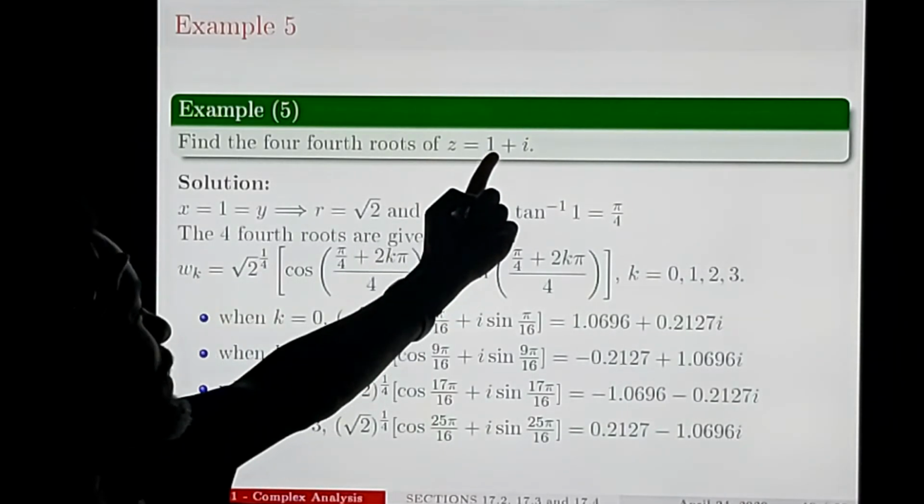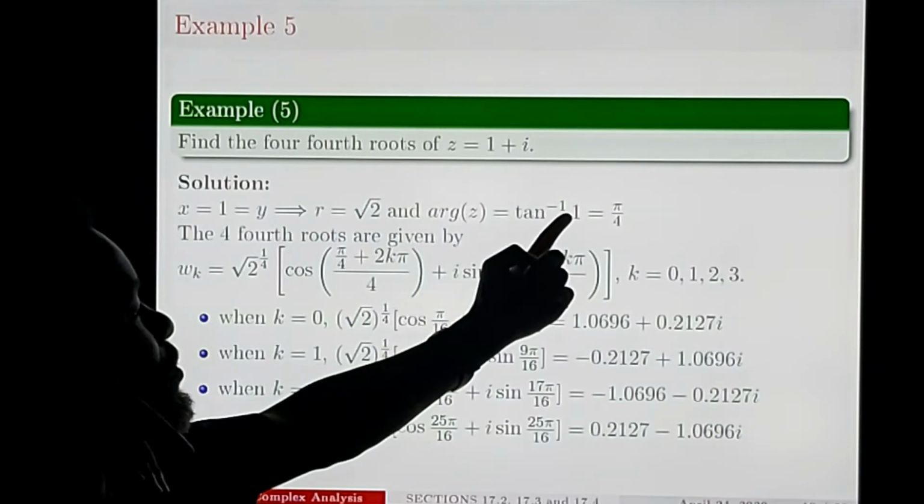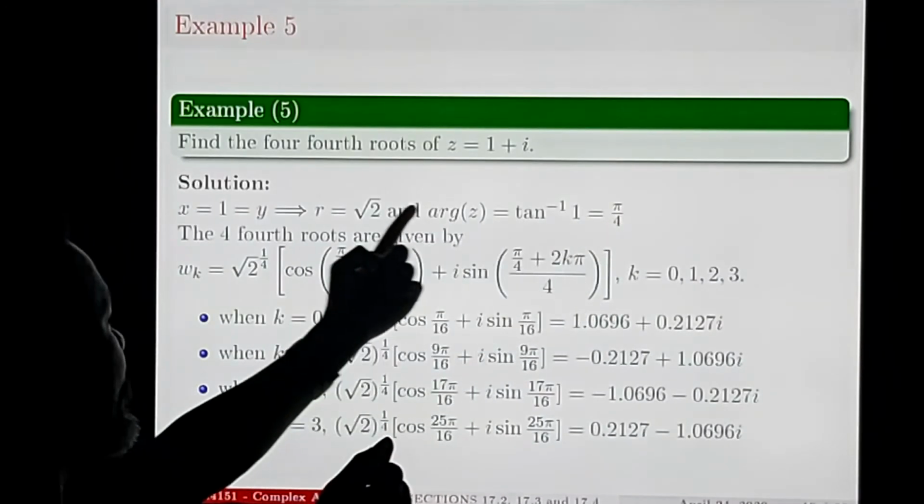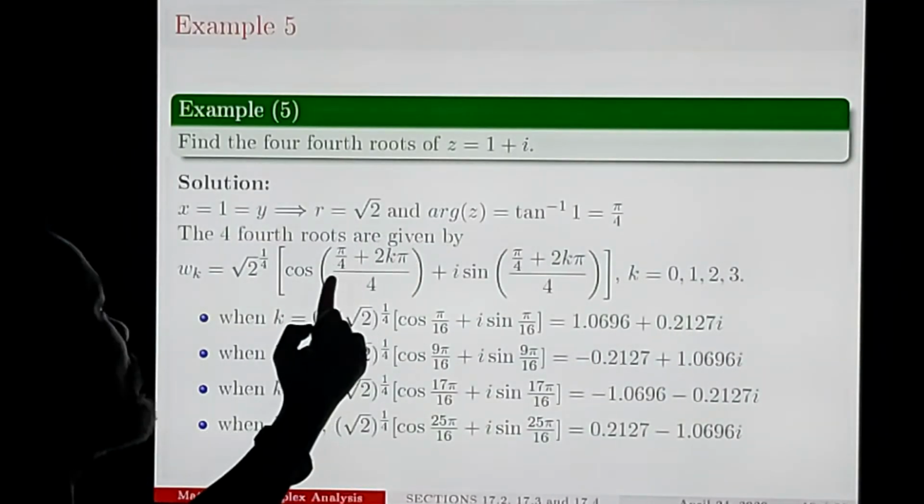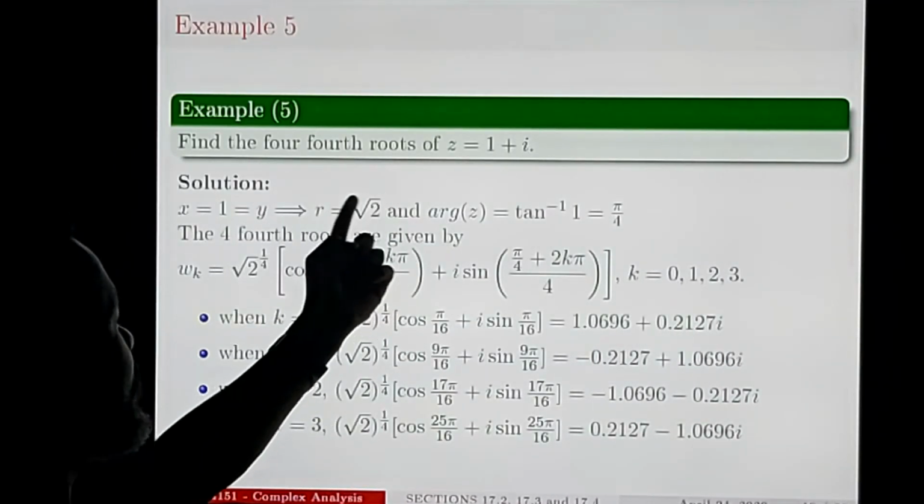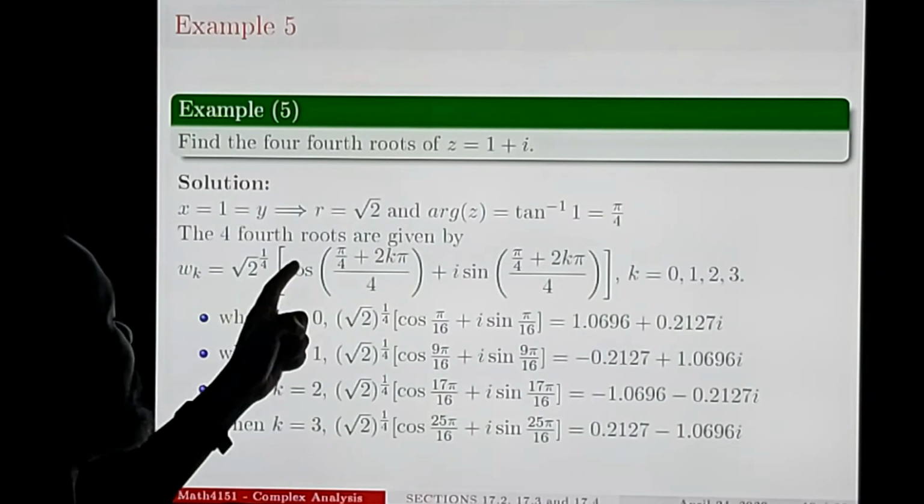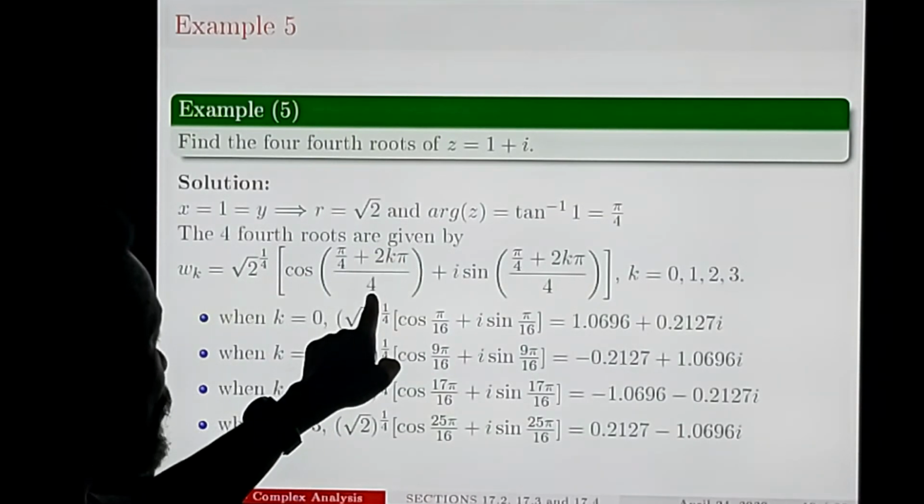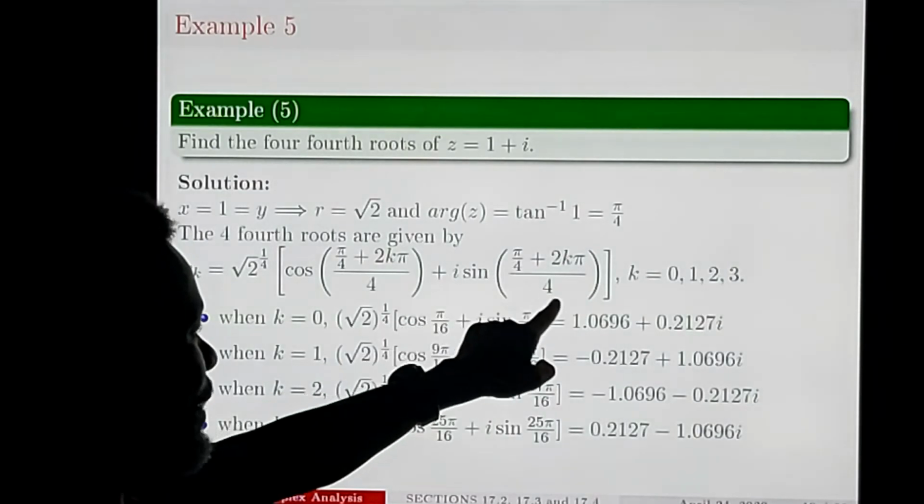And then the argument of this is tan inverse of 1. 1 is where cosine and sine are equal. It's just pi over 4, 45 degrees. So the fourth root will just be the same formula we had. Our radius is this, you find the fourth root of that. Then cos of the argument, pi over 4 plus 2k pi over 4, plus i sine of the same angle.